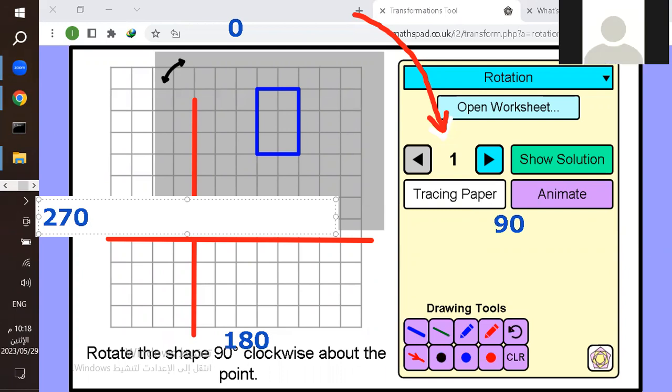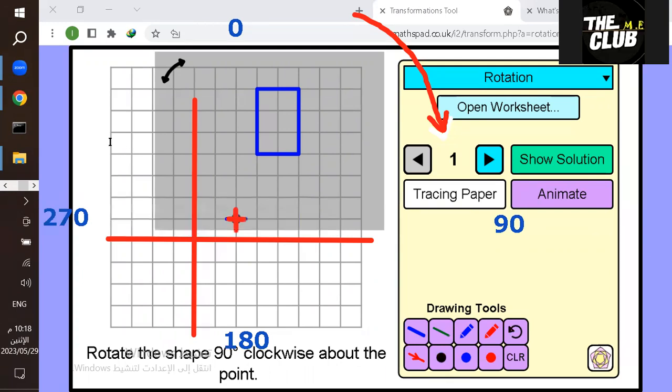Okay? If it's anti-clockwise, it means you're going to put them the opposite way. 90 will come here, 270 will come here. But the 180 stays. Now let's follow the rules.